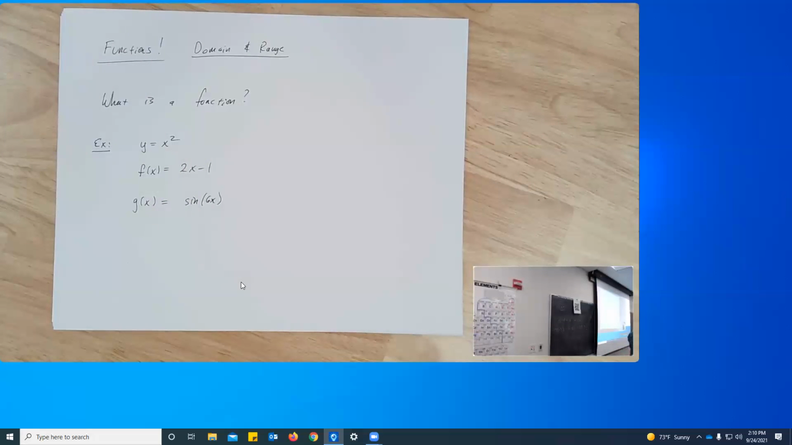Another way of saying that is that all these functions pass the vertical line test. Meaning if you draw a vertical line, it hits at most one point on the graph.